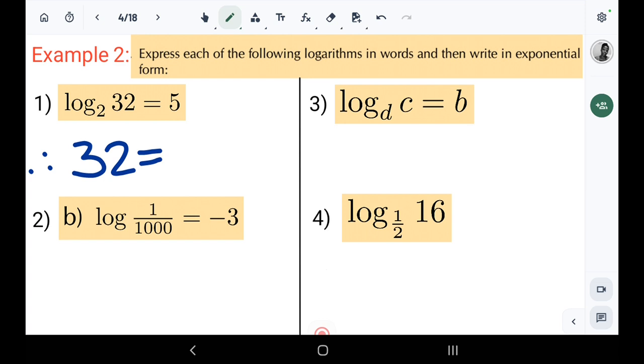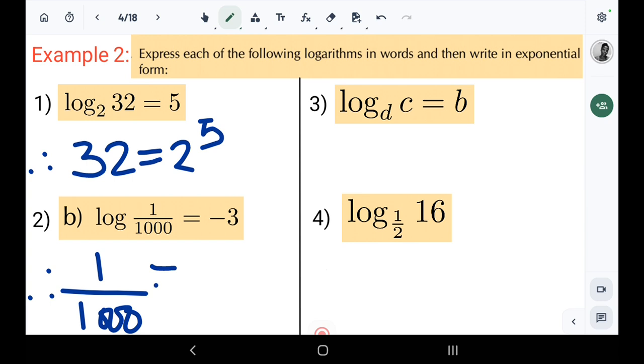32 equals the base 2 to the power of the index, which is 5. Number B, you've got the logarithm of 1 over 1000 equals negative 3. Then the number, which is 1 over 1000, is equal to... Now if the base is not written, for example, in this particular case, number B, the assumption is that that base is equal to 10.